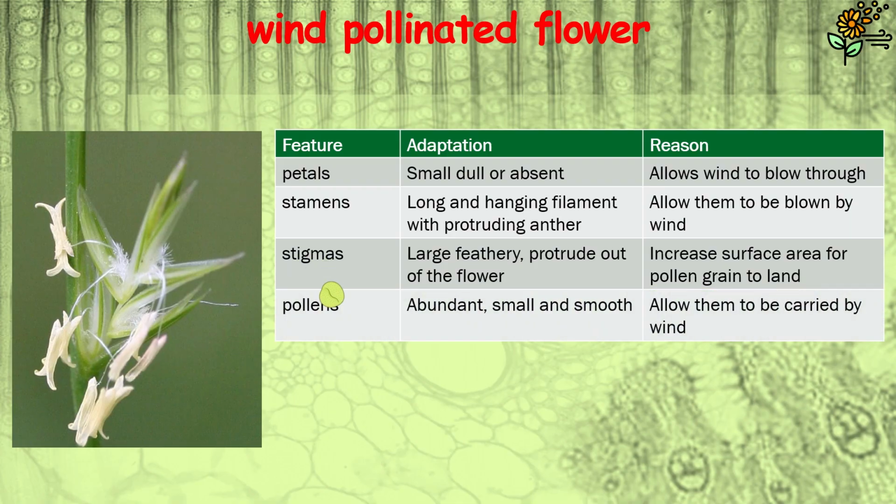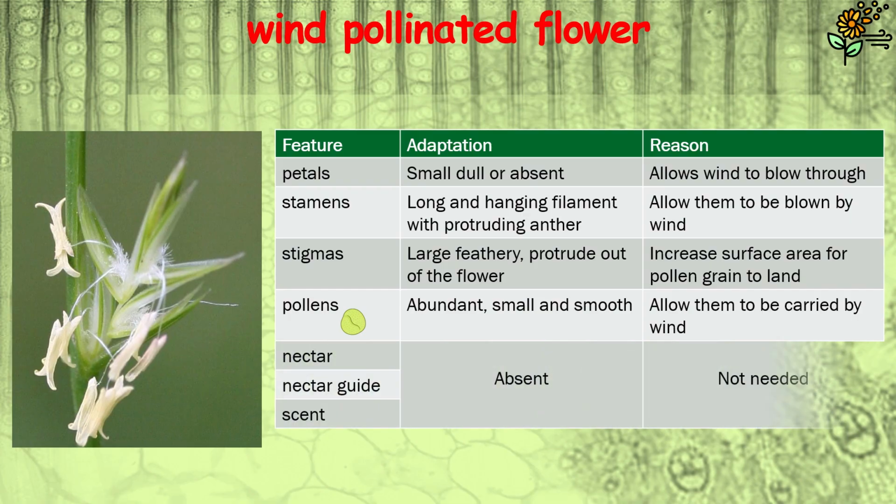Pollen produced is much more than in insect-pollinated flowers to increase the chance of successful pollination, since there isn't a guided missile to track down a stigma. They are also smaller and smooth, allowing them to be carried by wind. Since there is no need to attract insects, nectar, nectar guides, and scent are absent from these flowers.